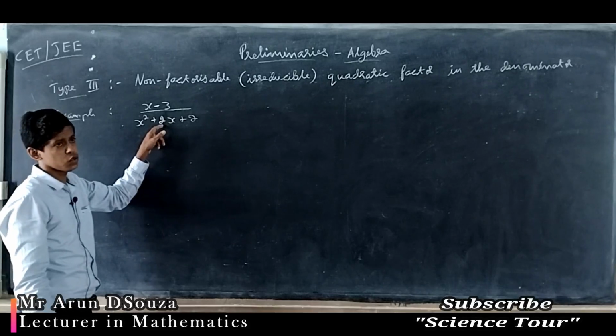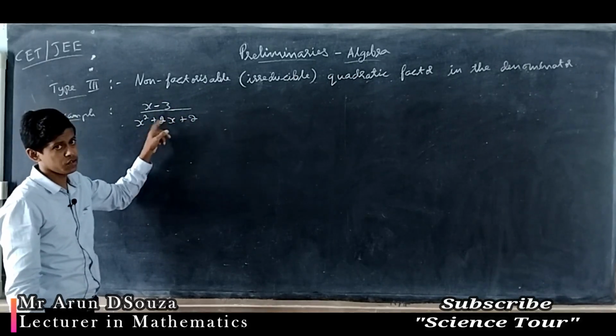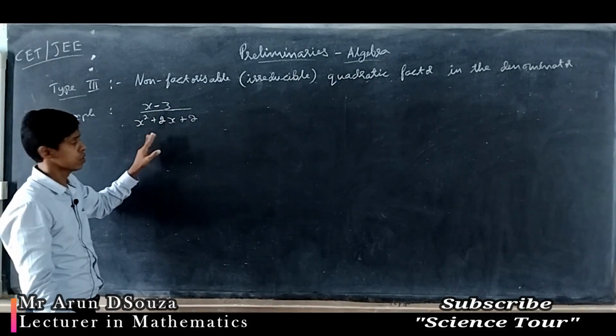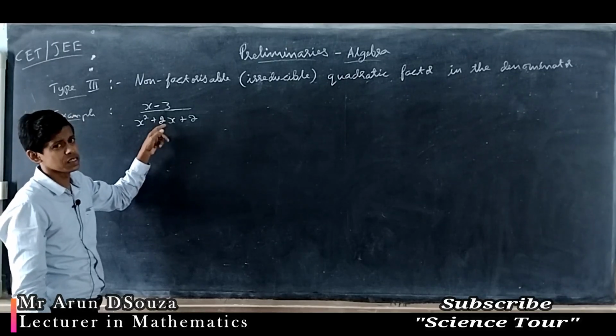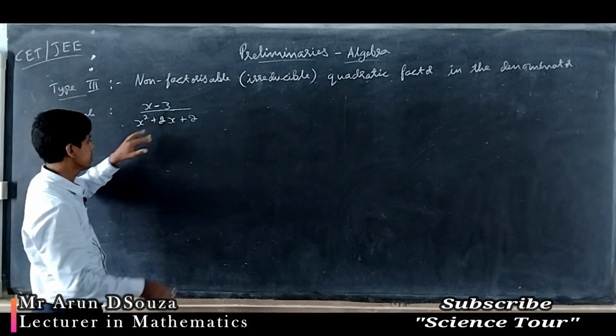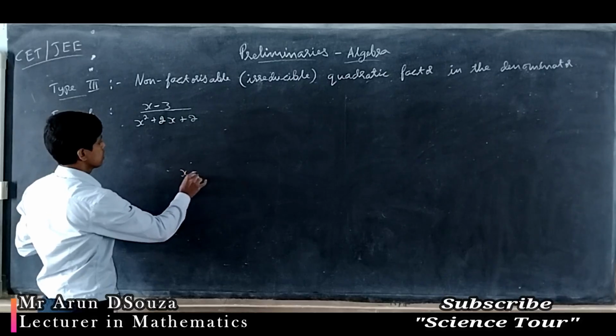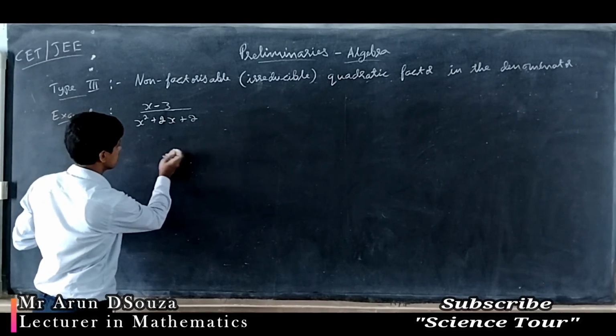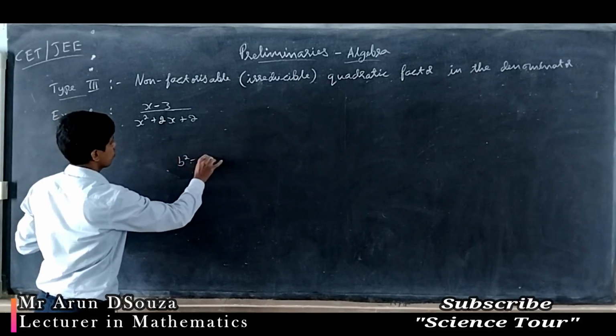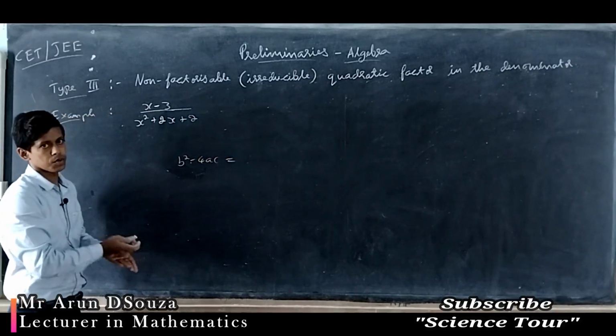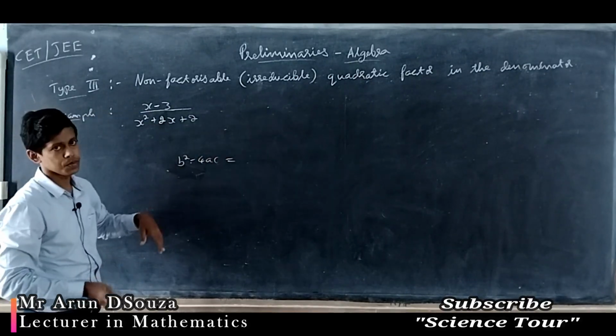See, when you add, you must get 2. When you multiply also, you must get 2. So what are the factors? How do you split this? You cannot split it, right? See, why can you not split? Because x is equal to, what is b square minus 4ac? Is it a perfect square? If it is a perfect square, then you can split it.